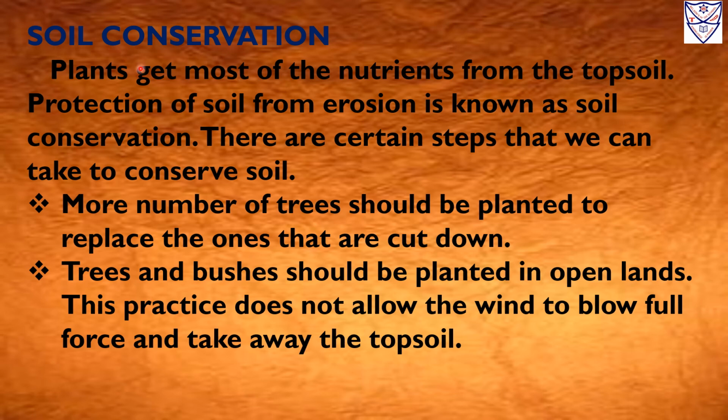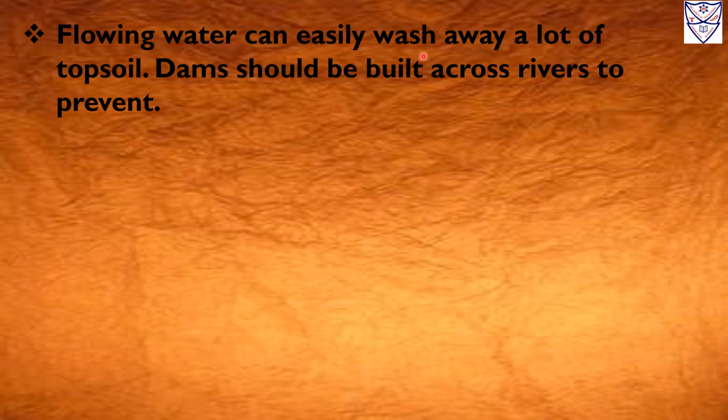Soil conservation. Plants get most of the nutrients from the topsoil. Protection of soil from erosion is known as soil conservation. There are certain steps that we can take to conserve soil. More trees should be planted to replace the ones that are cut down. Trees and bushes should be planted in open lands. This practice does not allow the wind to blow full force and take away the topsoil. Flowing water can easily wash away a lot of topsoil. Dams should be built across rivers to prevent this.